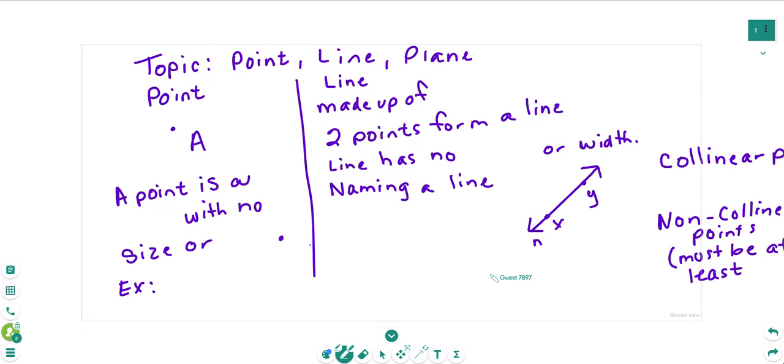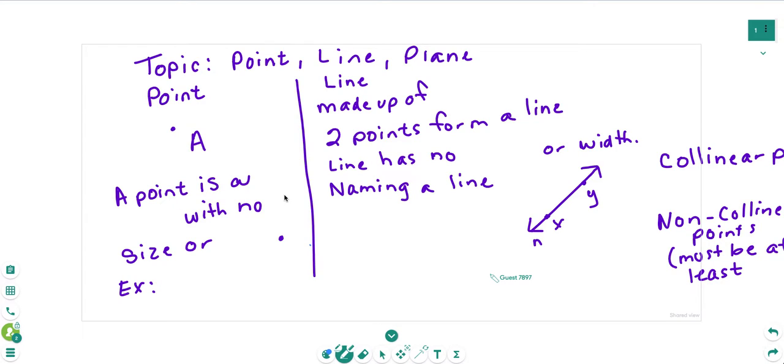Right, using your packet of notes, we're going to go through some definitions that are going to help you understand geometry a little bit better. So we're going to be talking about point, line, and plane. So let's take a look at our first example. Our first example is point A, okay?